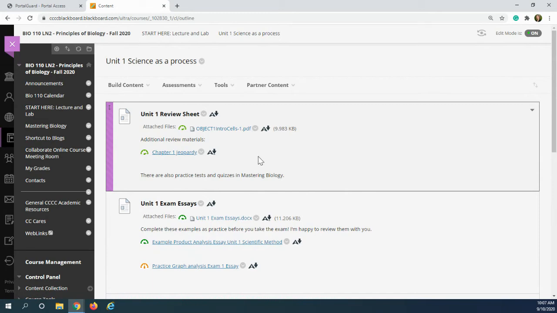Right. And then we do have additional practice tests and quizzes in Mastering Biology. I think those are super helpful. They're not graded and they are in the study area.